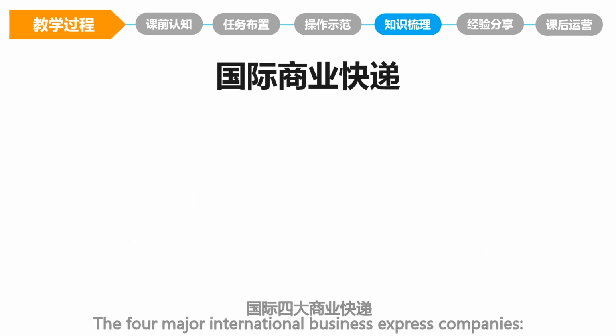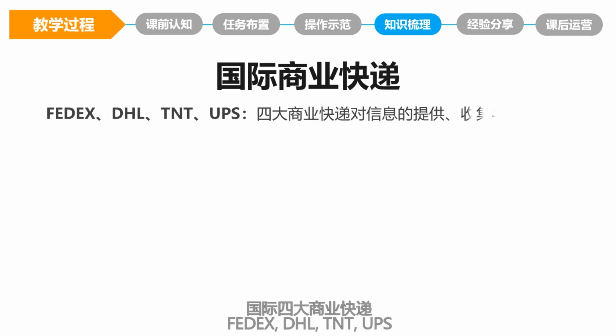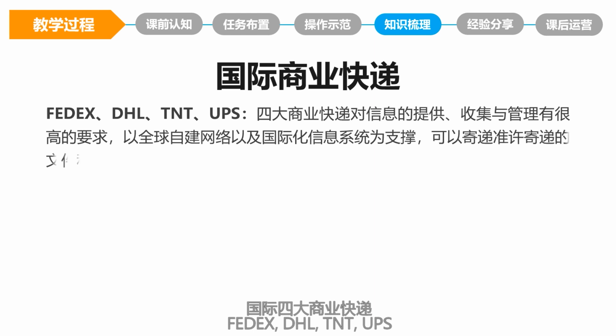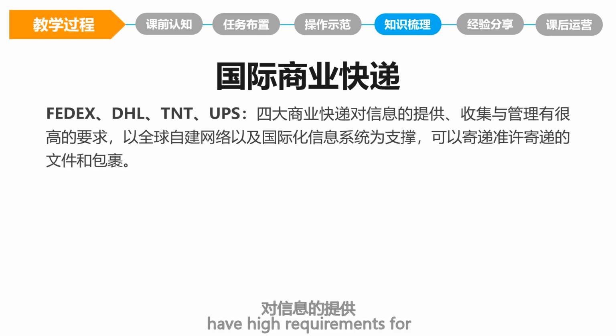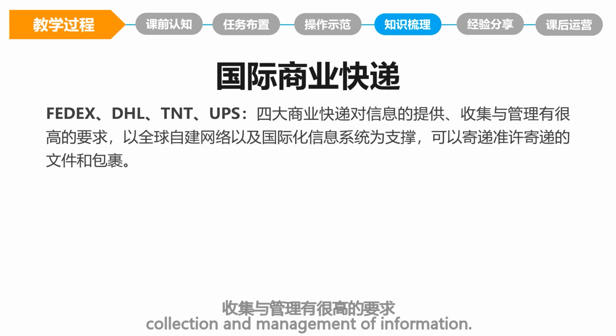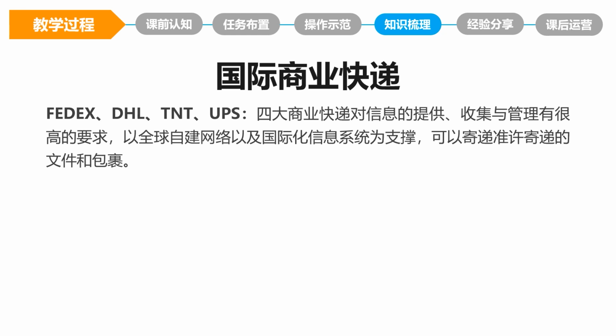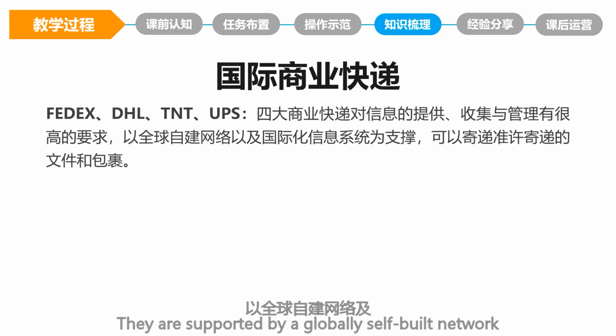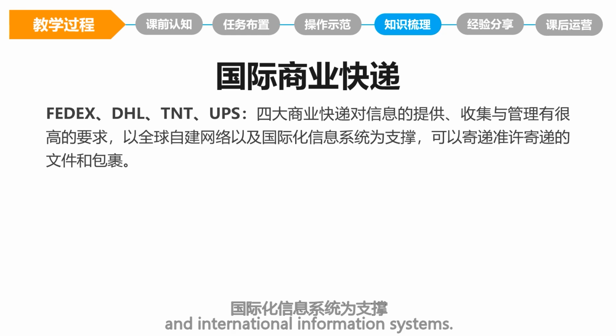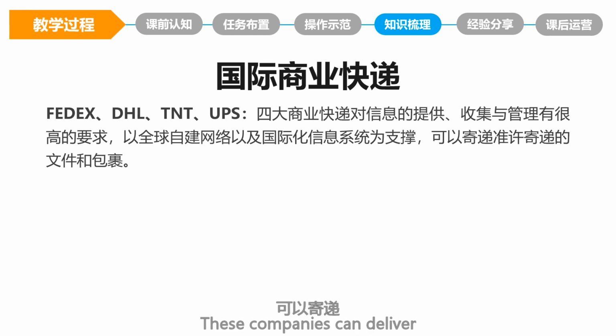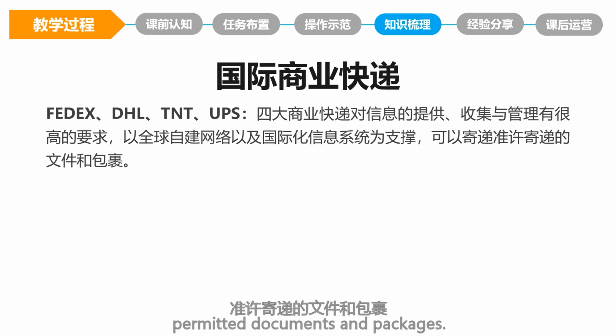The 4 major international business express companies, FedEx, DHL, TNT, UPS, have high requirements for the provision, collection, and the management of information. They are supported by a globally self-built network and international information systems. These companies can deliver permitted documents and packages.